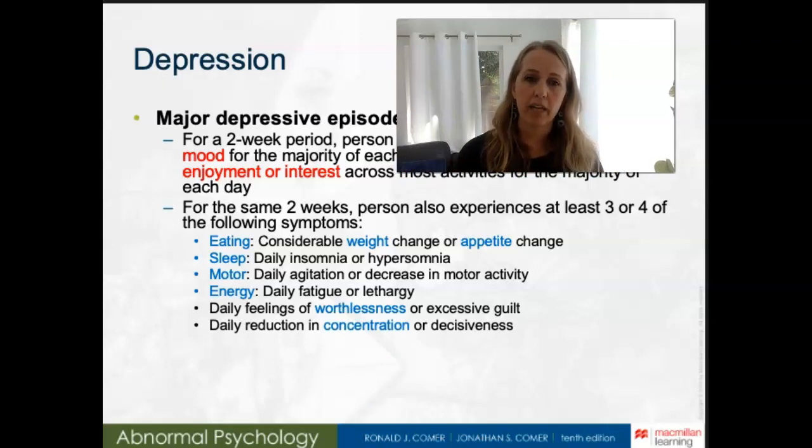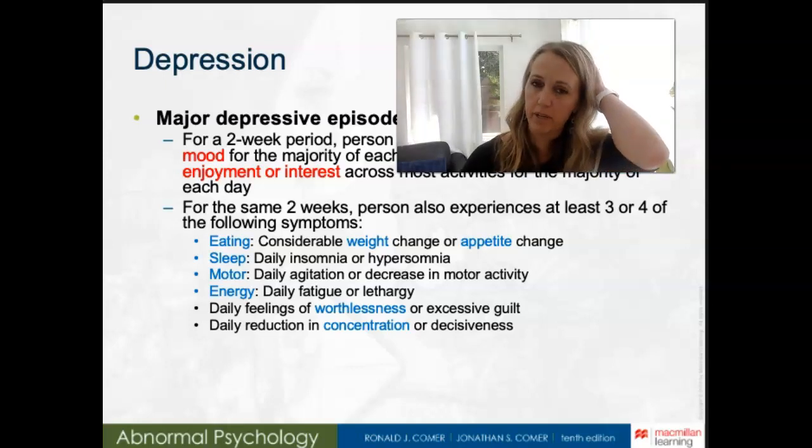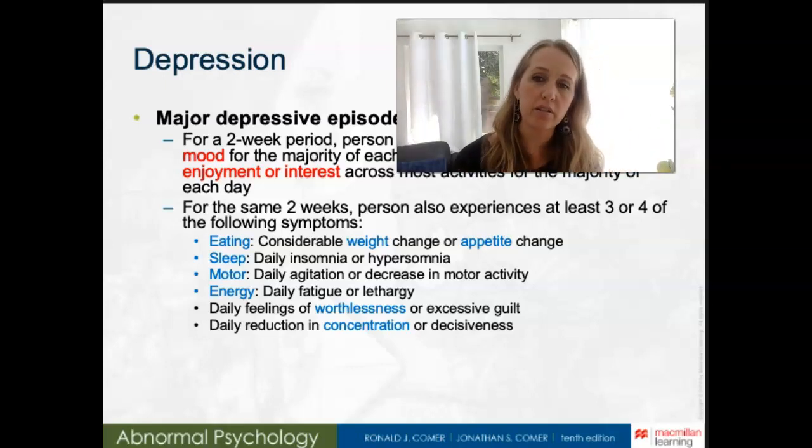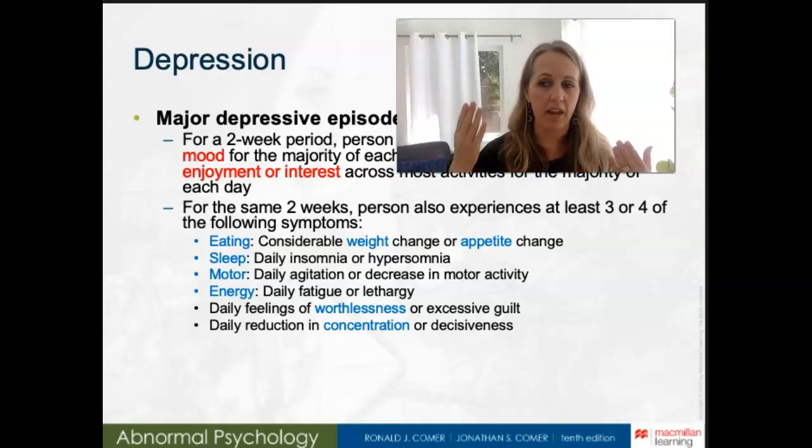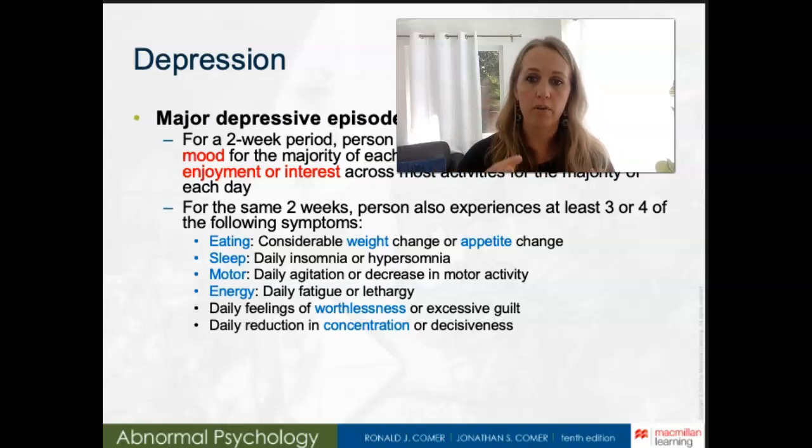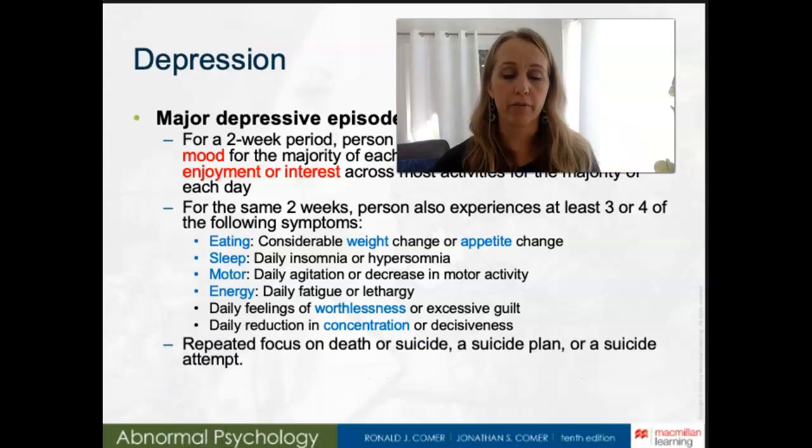The next one is the reduction in concentration, so inability to concentrate or make decisions. So they'll be at work and they're trying to focus on their work, but they just can't concentrate. They're thinking of other things. They can't motivate themselves to get that energy to focus and really finish the task that they need to, or make any kinds of big decisions. It's just too difficult. I think I said 3 out of the 4, but it's at least 3 of these symptoms. You can have 3 or more.